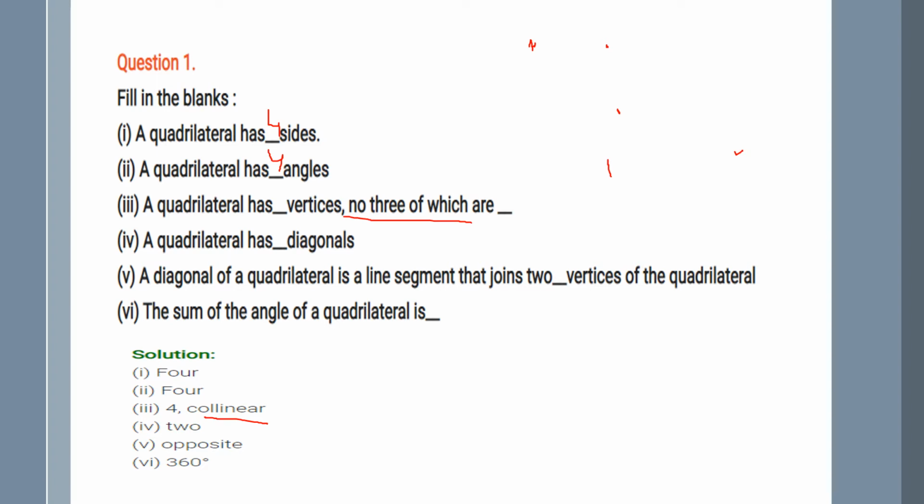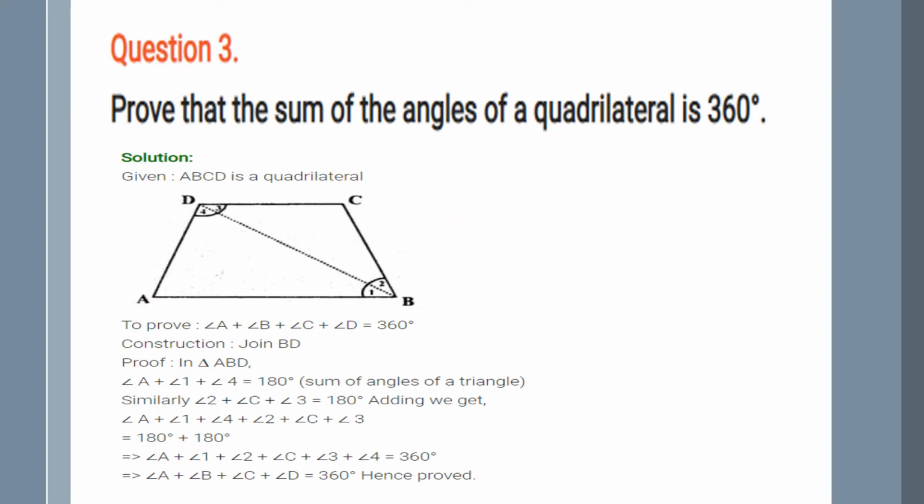So coming to the next question. Question number 3. This is a very important question, students. Prove that the sum of angles of a quadrilateral is 360 degrees. So for this, what you have to do, you have to draw a quadrilateral like this, A, B, C, D, right? In this, you have to show that the sum of all angles is 360 degrees, right? And to prove this, first of all, you have to write what you have to prove. Angle A plus B plus C plus D is 360 degrees. Construction: you have to join one diagonal, that is BD.